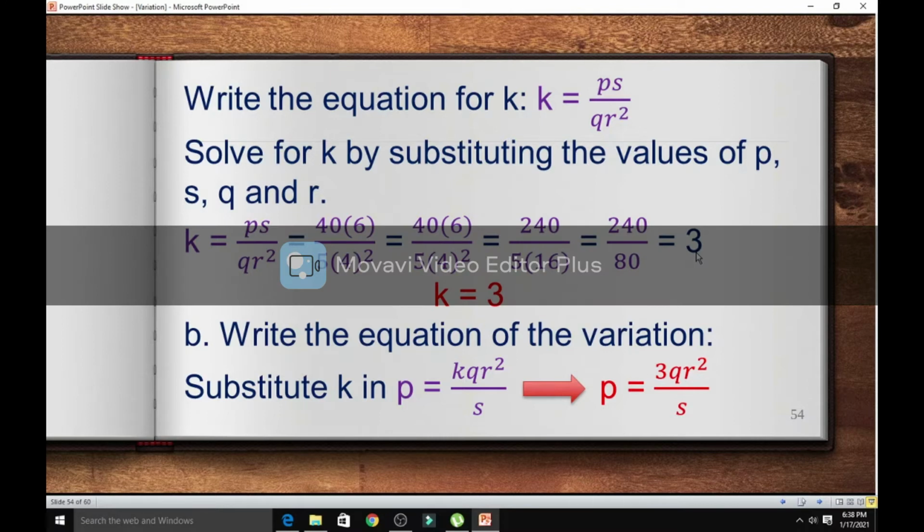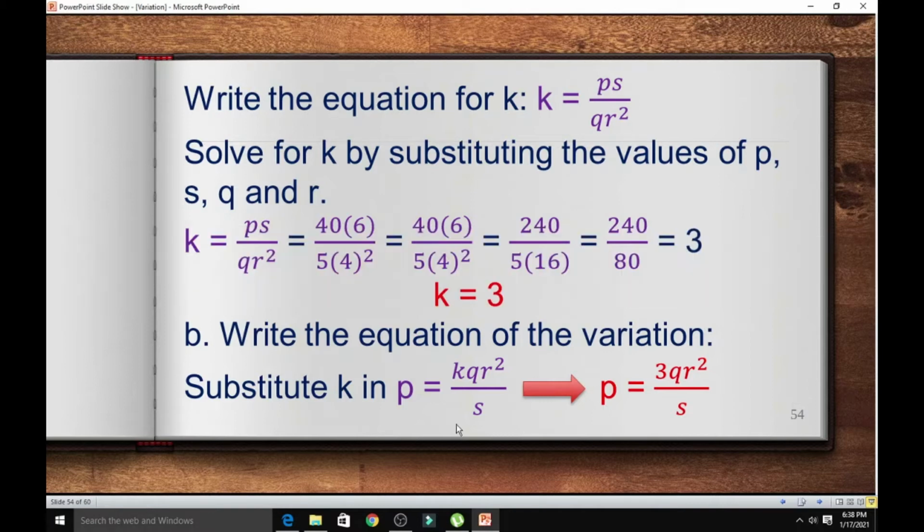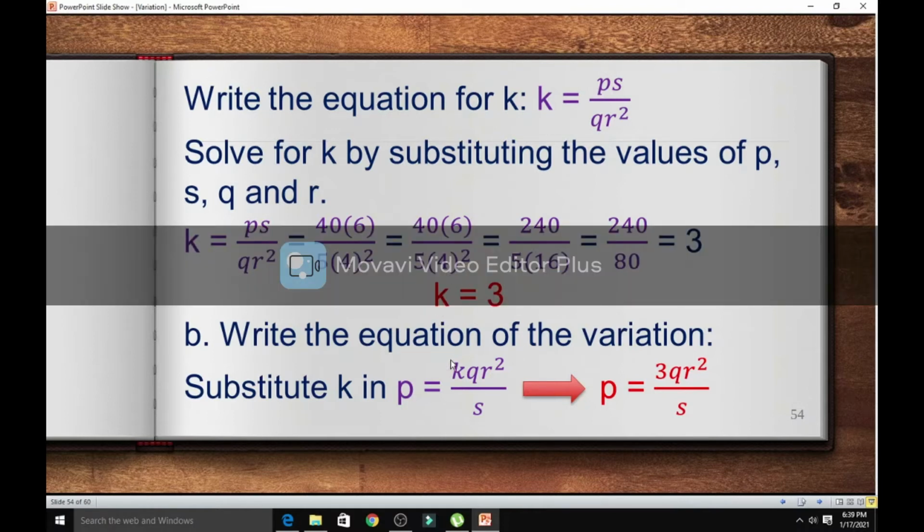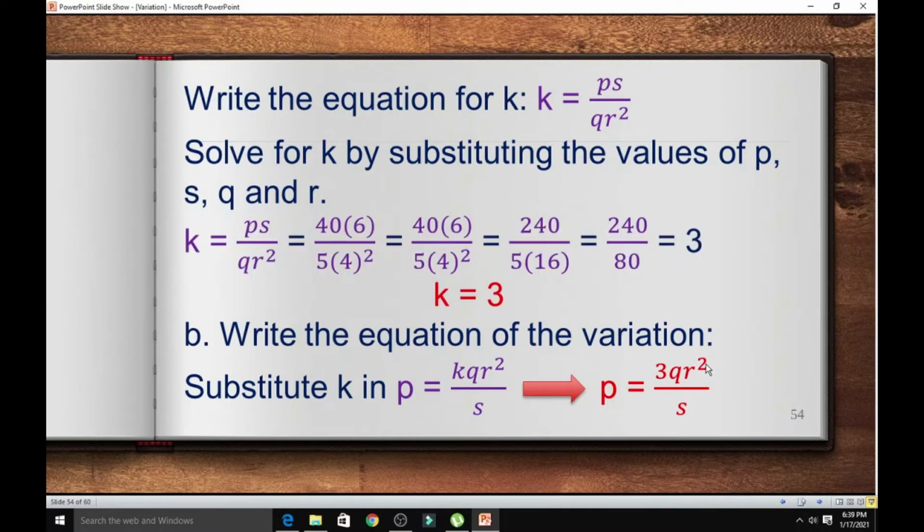So, sa letter B naman, how are we going to write the equation of the variation? So, out of the original equation na ginawa natin kanina, yung P is equal to KQR squared all over S, papalitan lang natin yung value ng K doon sa ating equation. So, ang K natin is equal to 3. So, yung K dito, mapapalitan lang ng 3. So, magiging equation natin, or the equation of the variation is P is equal to 3 QR squared all over S. Okay?